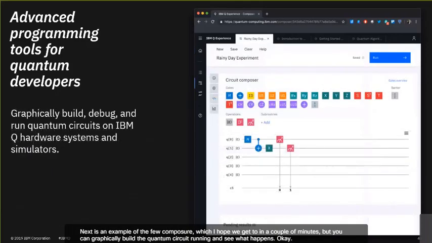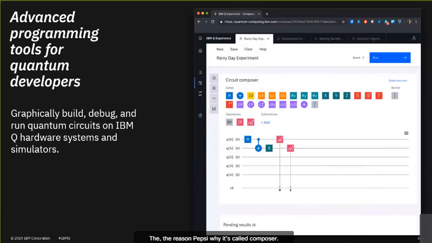Here's an example of the Q Composer, which I hope to get to in a couple of minutes. You can graphically build a quantum circuit, run it, and see what happens. The reason you can perhaps see why it's called Composer is because the quantum wires that run from right to left resemble the staves of a compositional score, if you know if you can read music. Okay. Next slide.